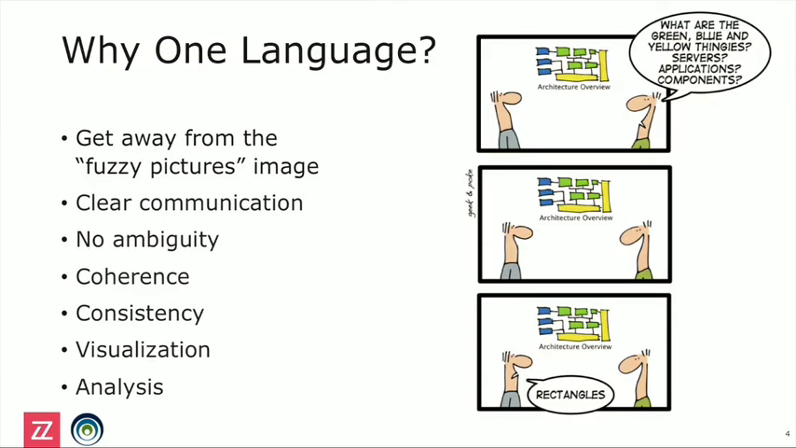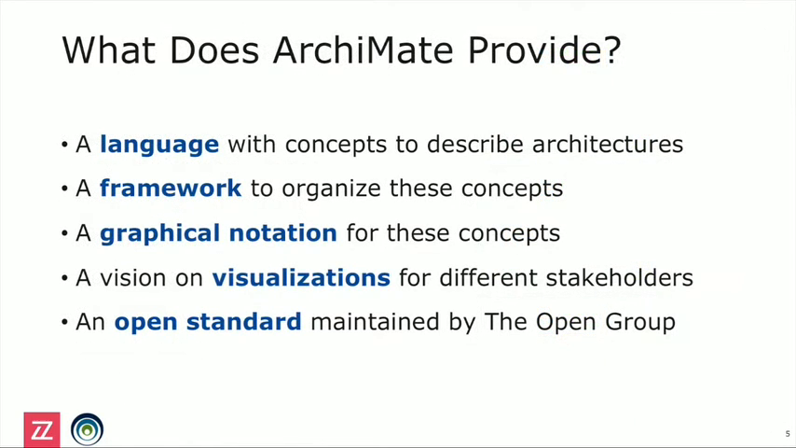ArchiMate as a language was really addressing the problem over here, that you have pictures that you only understand if you ask the architect what they mean. And I think this is a worst case scenario where the picture doesn't mean anything. But you really need to have some kind of standard to understand what the architectures actually mean. But there's more to it than that. It's not just a picture. Architecture models are much more specific than just having a drawing.